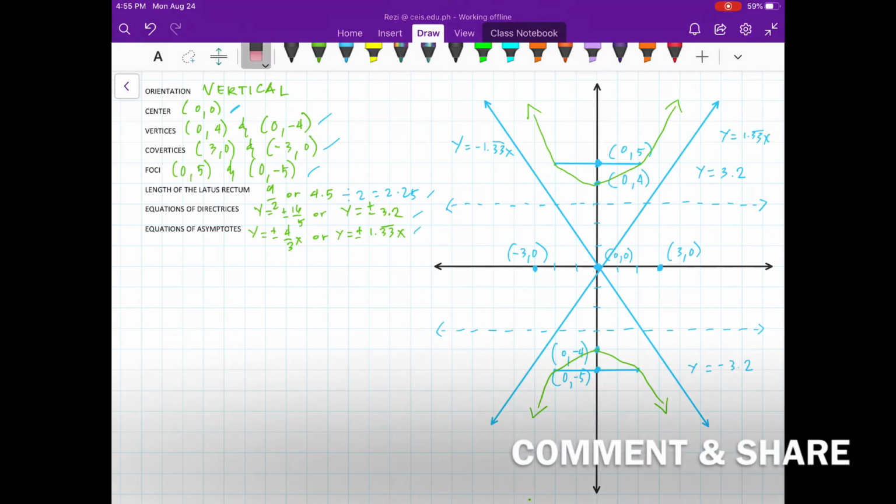Thus, this is the graph of y squared over 16 minus x squared over 9 is equal to 1.